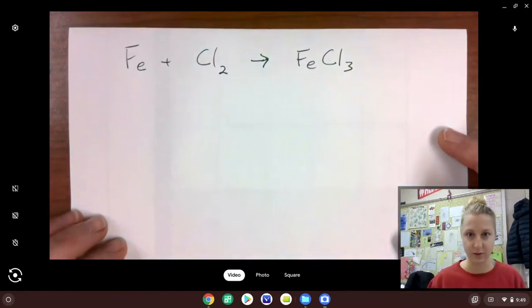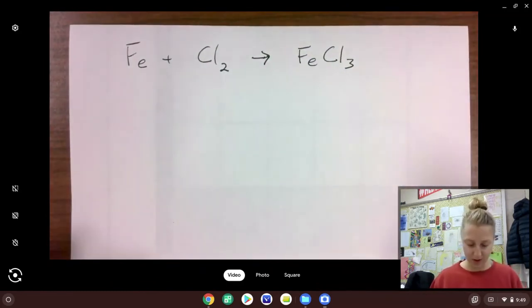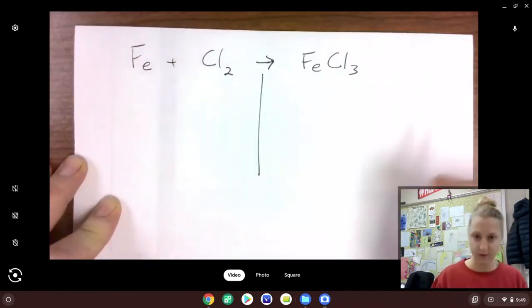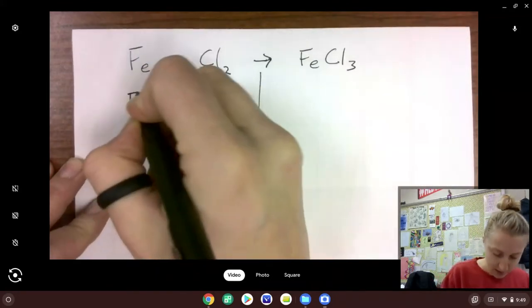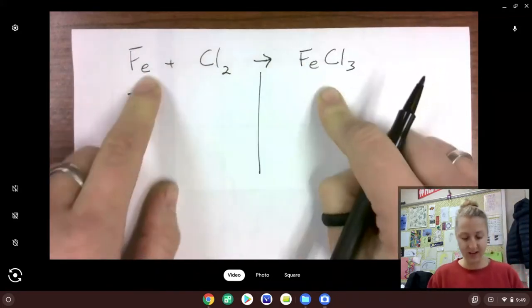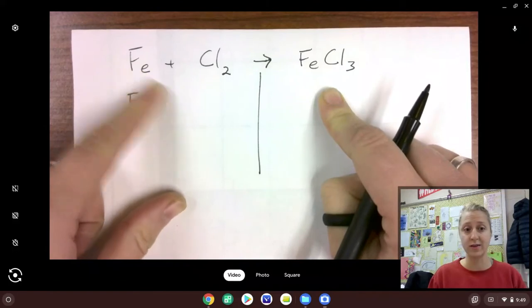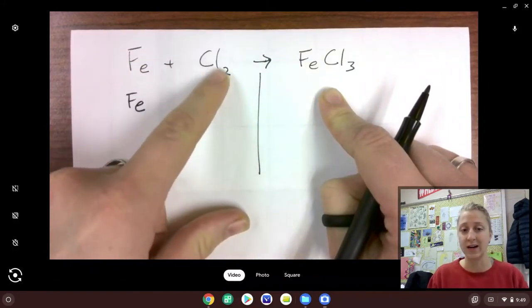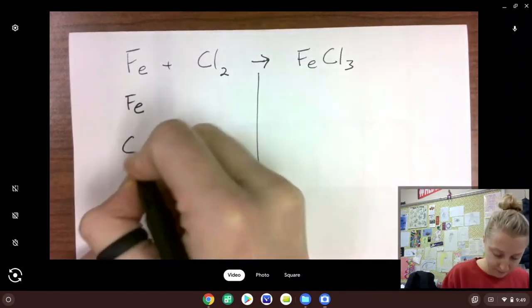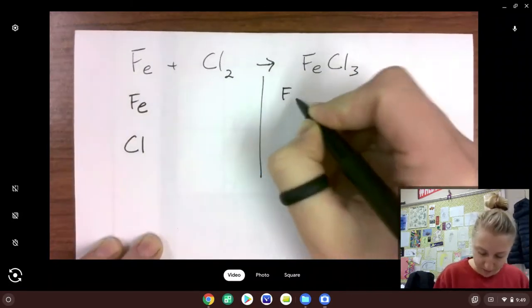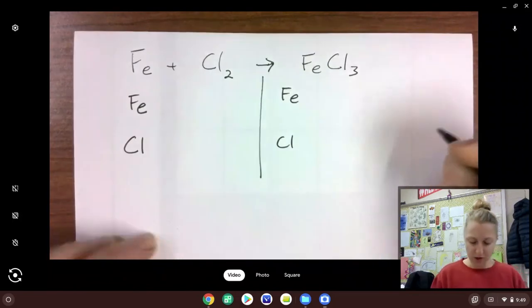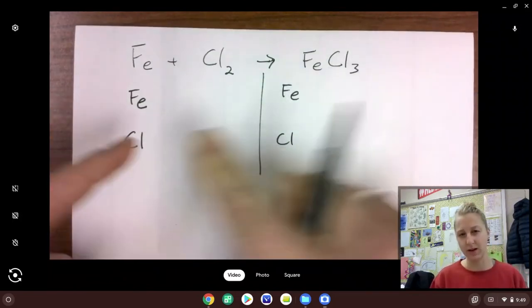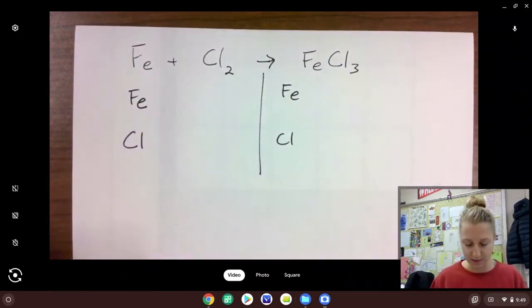Perfect. This is a good one. So, got my equation written out. Line to separate. List our players. Again, here's a lowercase letter, so I know that this belongs together. That's the same thing that happened here. This is a C and a lowercase l. So we have Fe and Cl, just 2 players in this one. Fe and Cl. Make sure you always list these in the same order, by the way. It just makes it easier to compare your lists.